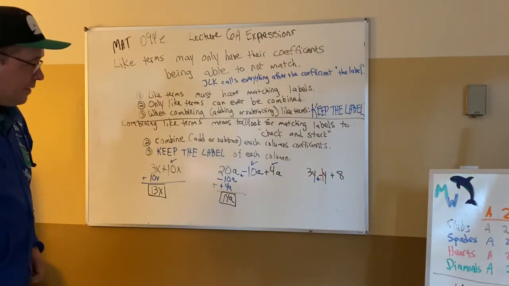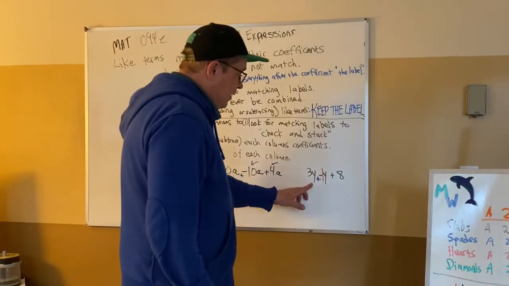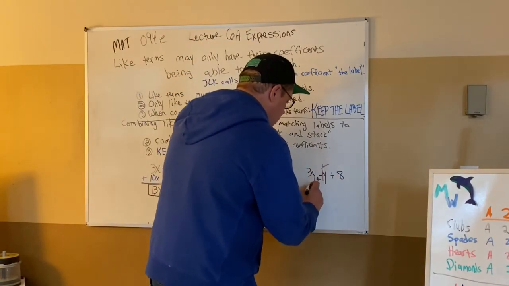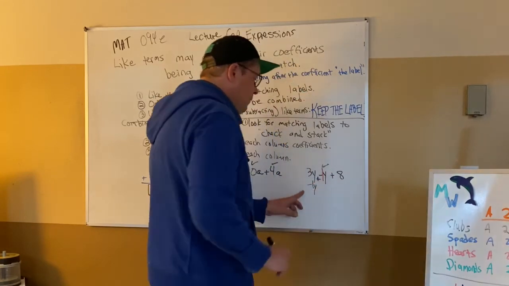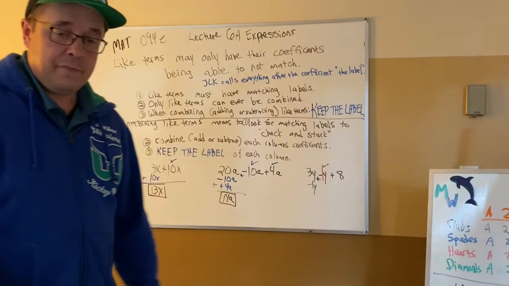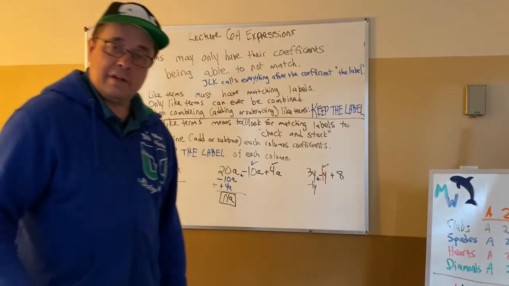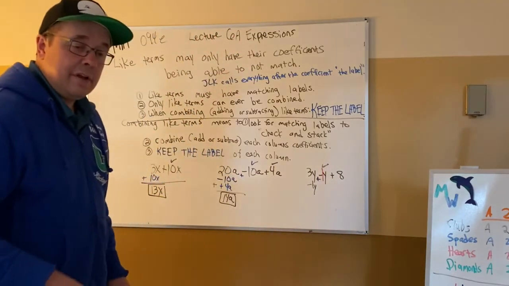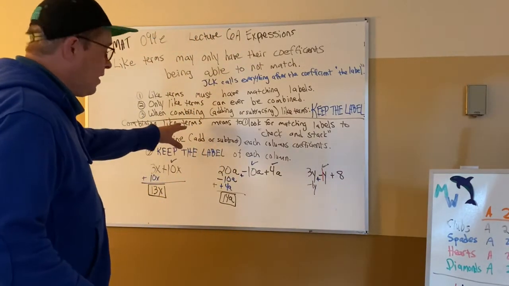Let's watch why. 3y has y as a label. Negative 1y has y as a label. Check. It's going under the 3y. What's the label on 8? There is none. It's plain old 8. It's the number 8. It is not a y term. Not all terms are like terms. Only like terms get together.